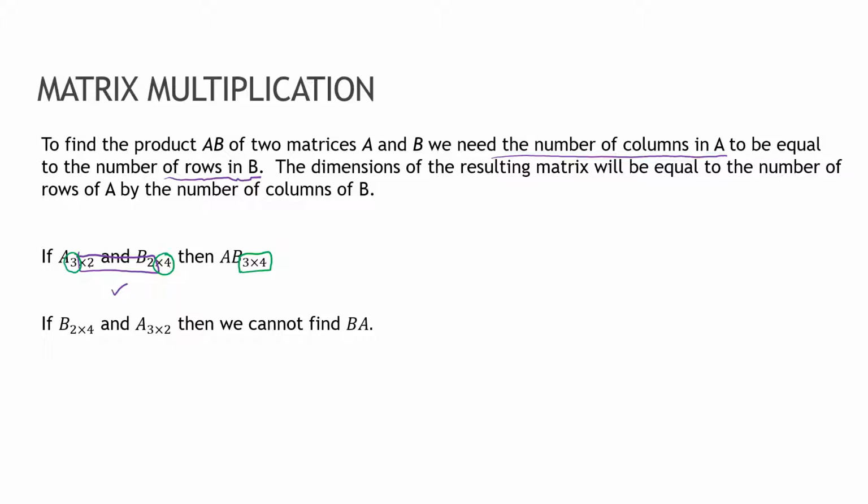Notice then, if I look at multiplying them in the opposite order, this is a 2 by 4, this is a 3 by 2. These guys aren't the same, and therefore I cannot multiply B times A. I can only multiply A times B.